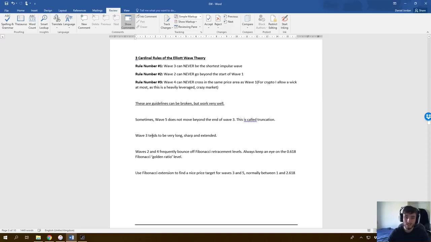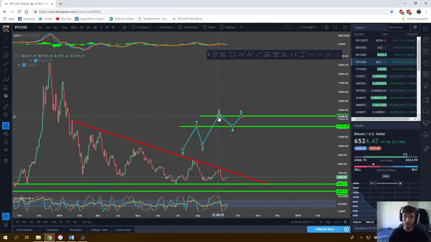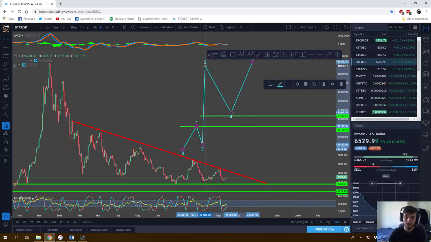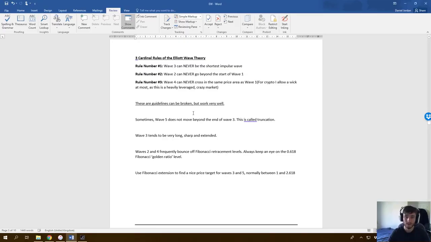Wave 3 tends to be a very long, sharp and extended wave. This is because of everybody buying in. So it would be normal to see the third Elliott wave to be a very sharp extended wave like that, where you then get your retracement and wave 5 to move on. But wave 3 is normally the sharpest, so a very quick impulse wave up, okay? So that's explaining that. Wave 3 is normally a very sharp and extended wave.